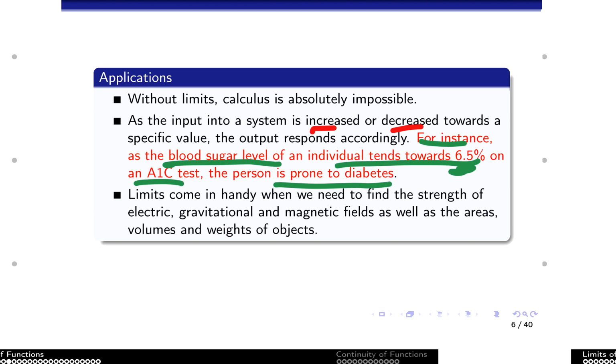So in that case, we can say that your blood sugar level is the independent variable, while diabetes is the dependent variable. The idea that someone develops diabetes is dependent on their blood sugar level. So blood sugar level is like the input and the output is diabetes. As your blood sugar level moves towards 6.5%, the person is moving towards developing diabetes, right? Limits also come in handy when we need to find the strength of electric, gravitational, and magnetic fields, as well as the areas, volumes, and weights of objects. So you see the application of limits in all of these things.